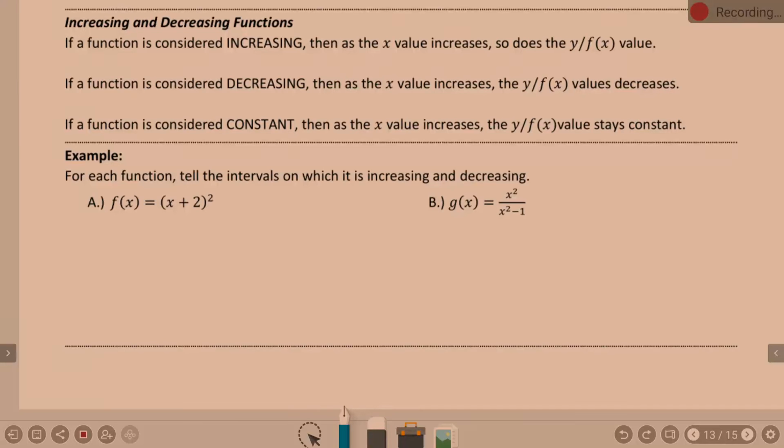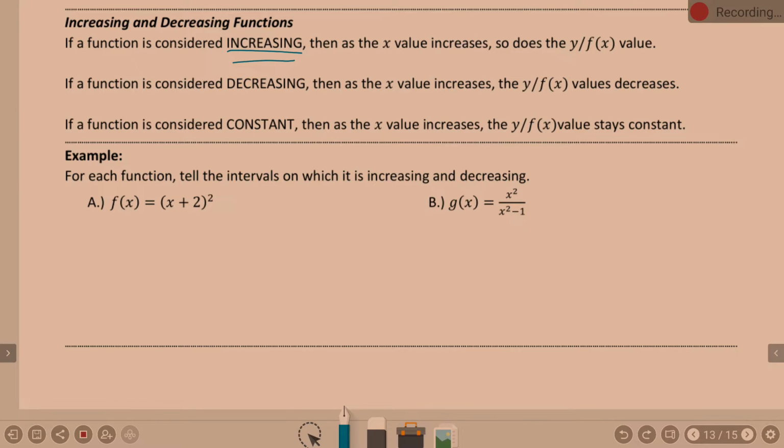Your class then is ready to pick up and talk about increasing and decreasing functions today. We talked about increasing and decreasing functions a little bit a year ago because we did talk about them in Algebra 2. They're in that very first unit, okay? With the idea of increasing and decreasing.